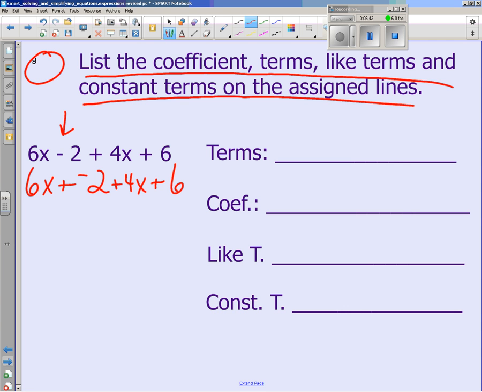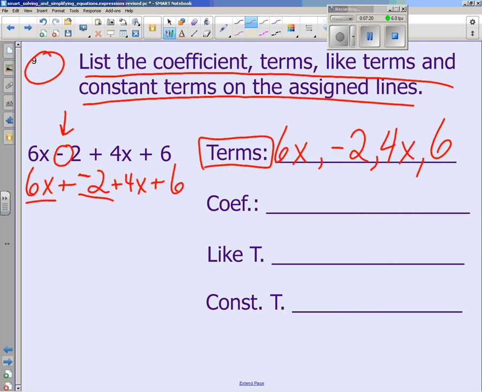You do. When it asks us to list the terms, remember that terms are just all the parts of an expression that are added together. So my first term is going to be 6x. Put a comma. My next term is right here. It's -2. The reason I asked you to change this subtraction to adding a negative is that a lot of people try and just put 2 as a term. But it's not 2. It's plus -2. Don't forget that. We also have 4x and we have 6. Those are all of our terms in the problem.